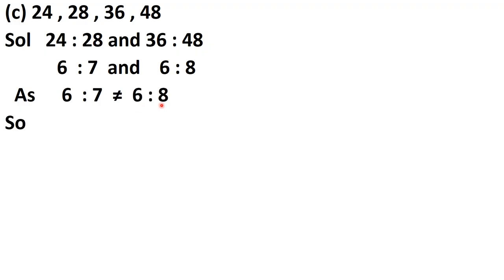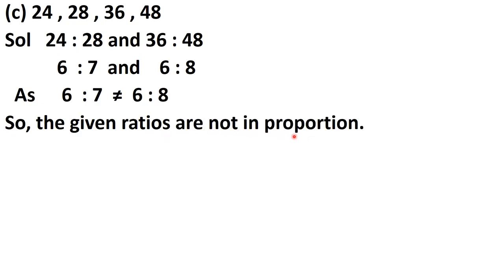Our numbers are 24, 28, 36 and 48. So first of all we will find out the ratio of the first two, that is 24:28, then 36:48. Convert into simplest terms. You will get 6:7 and 6:8. They are not equal. So as 6:7 is not equal to 6:8, the given ratios are not in proportion.